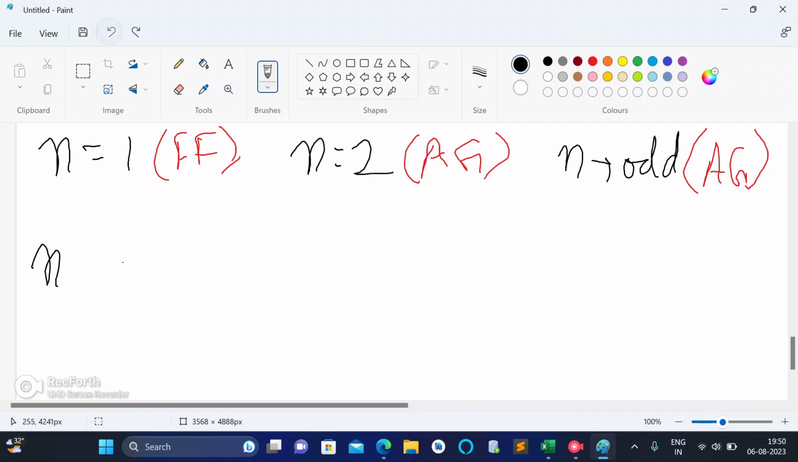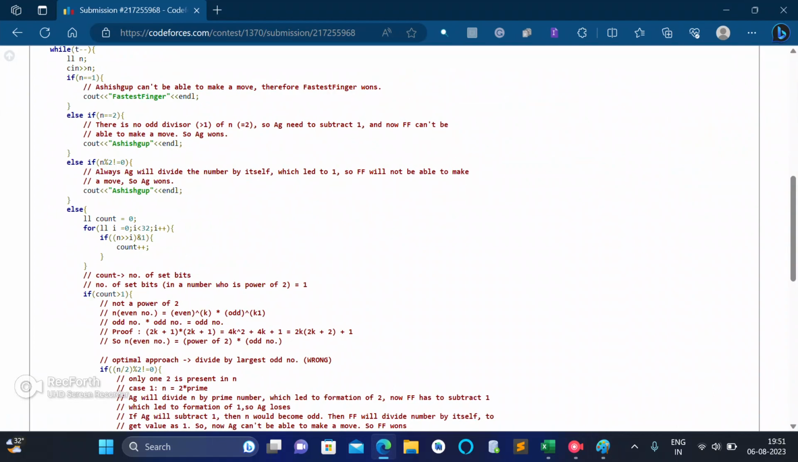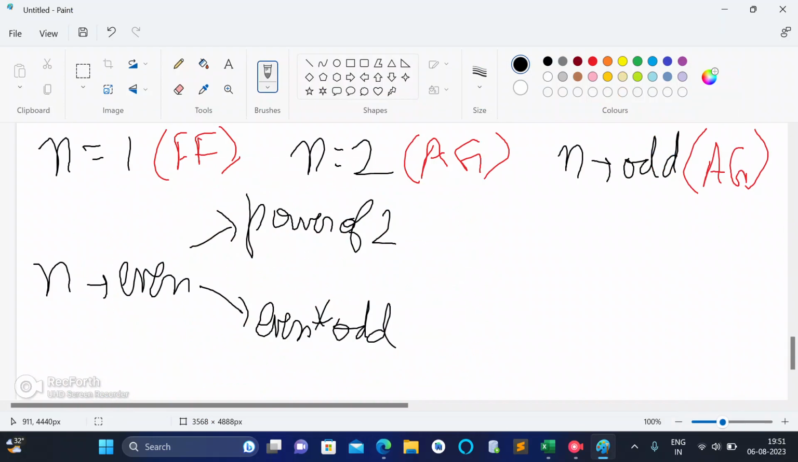Now if n is even, we have divided into further two cases: a power of 2, or a product of even and odd, that is even into some odd. If it is a power of 2, then I say that the Fastest Finger will win.